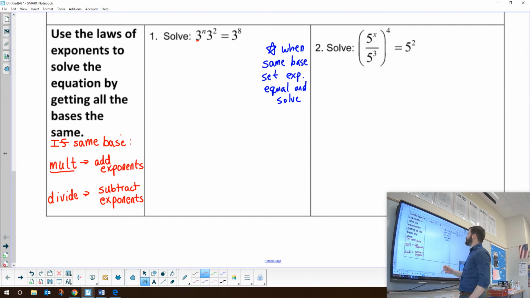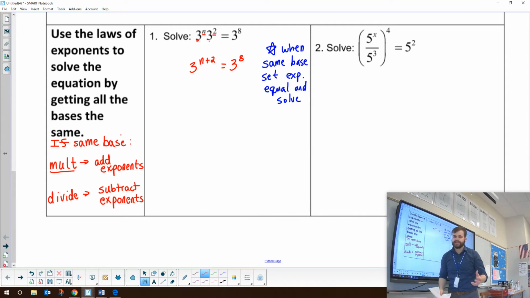So what I'm going to do here first is I'm going to multiply these two together. I'm going to go 3 times 3. Well, just kidding. It's not going to make 9 because we have the same base. It can just be 3. And we're going to add these two exponents together. So we're going to have n plus 2 up there together. And the other side is just going to stay the same.